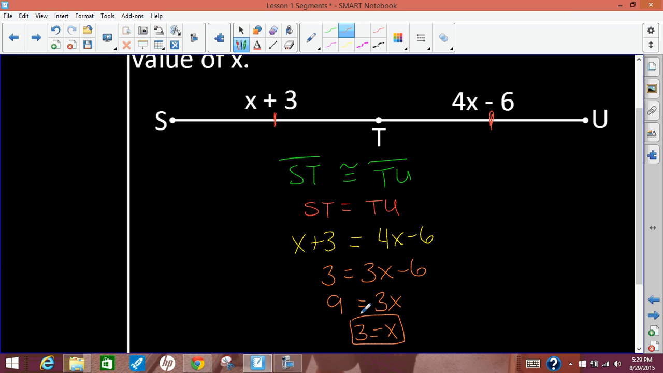And again, just like on the last one, if I plug x in here for both of them, if you want to do this on your own, you can. Both ST and TU should simplify to be the same number because they should be congruent.